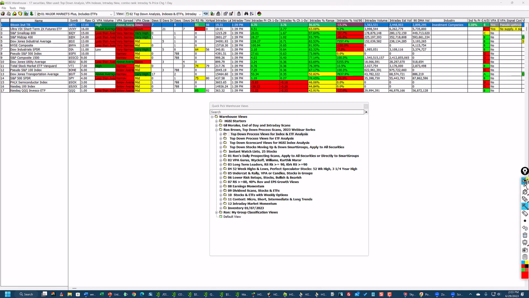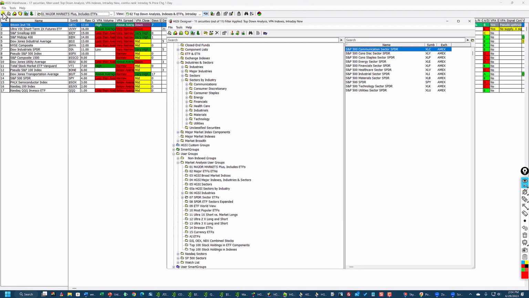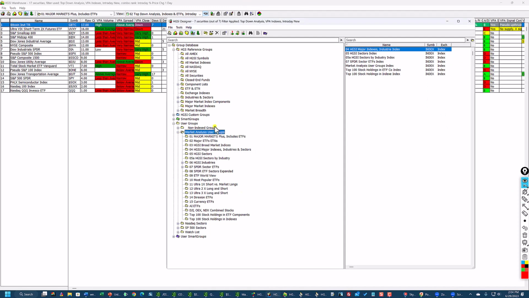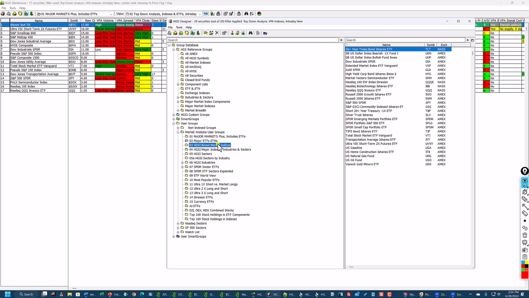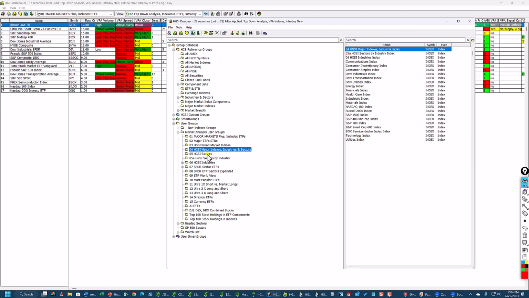Okay, let me clear those arrows out of here and just show you my structure. I'm going to go in here, and these are my major market analysis groups that I'm using. I got rid of a lot of stuff which I was never using, and I still have that file if anybody really wants it, but I don't see any reason to have all that information. It just gets more confusing. So here I'm starting with the Major Markets Plus, major ETFs, broad market indices, major industries, indexes, industries and sectors, and so on down the list. Now you don't have to go through all of these.